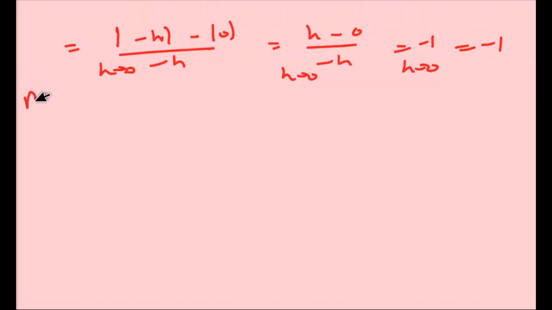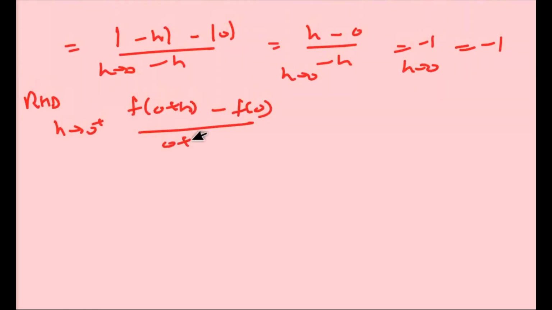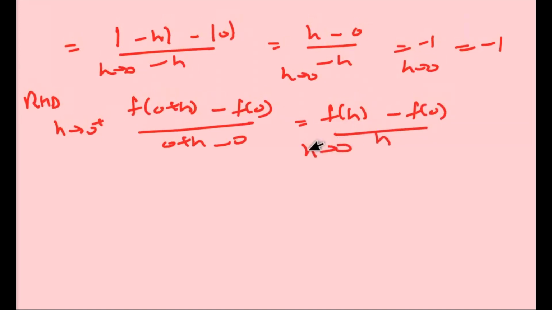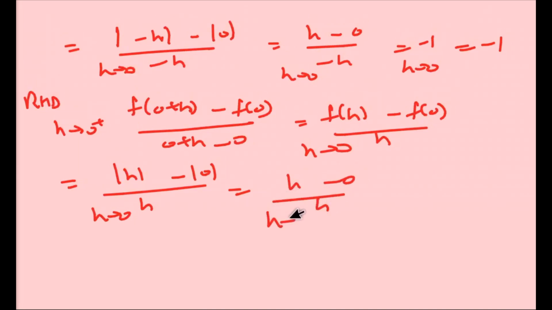Now for RHD, similarly h tends toward 0 plus, we can find (f(0 plus h) minus f(0)) upon (0 plus h minus 0). So we can write (f(h) minus f(0)) upon h, h tends toward 0. We can write mod h minus mod 0 upon h, h tends toward 0, which is h minus 0 upon h, so we are getting 1, that is equal to 1. So we can say LHD is not equal to RHD.